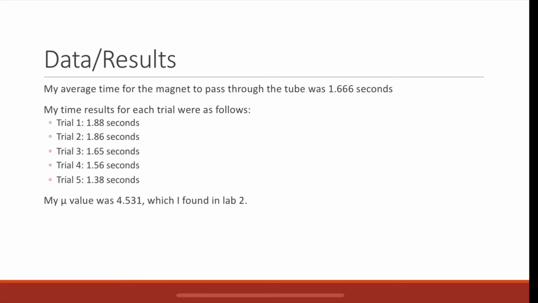So the main procedure, basically just drop the magnet with the north end down through a tube of aluminum foil and timed how long it took to get out the other side. My average time was 1.666 seconds. Below are the results for each trial. My mu value was 4.531, which was found in lab 2.